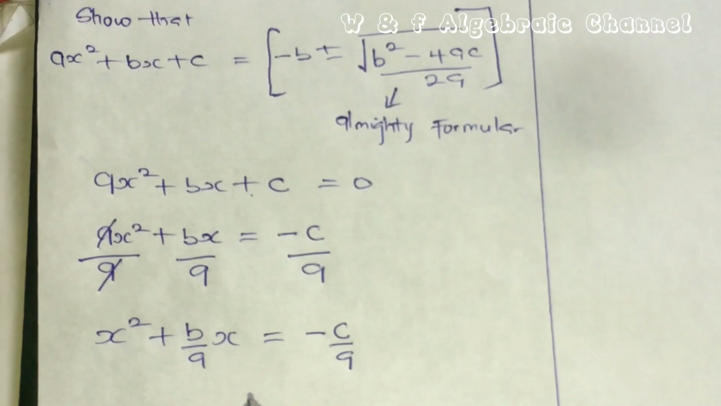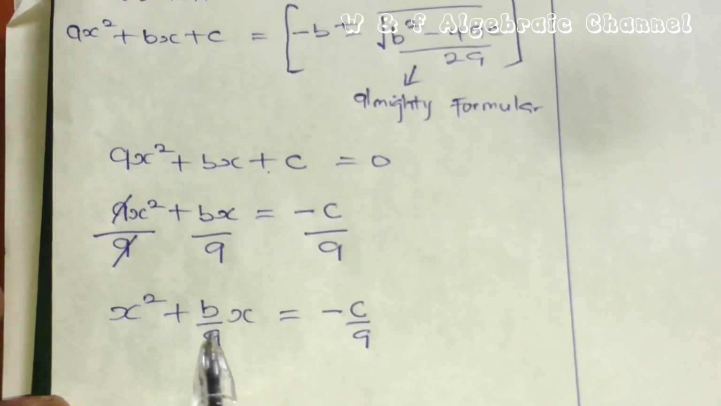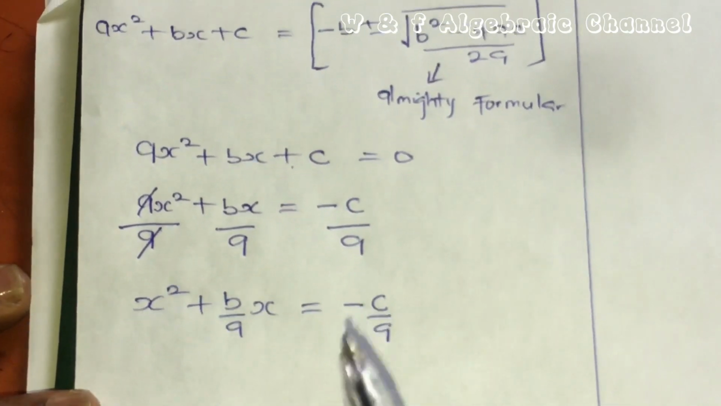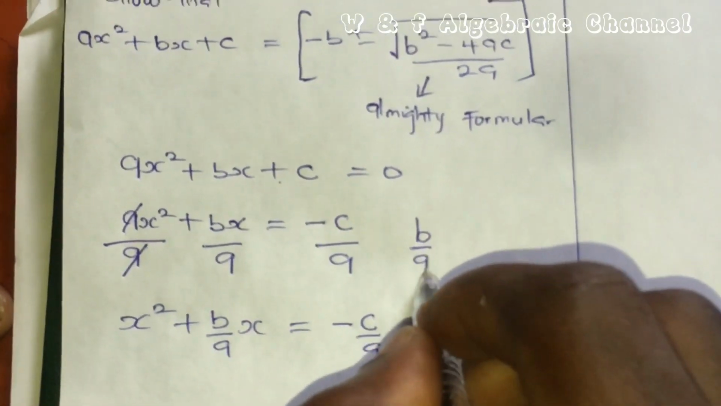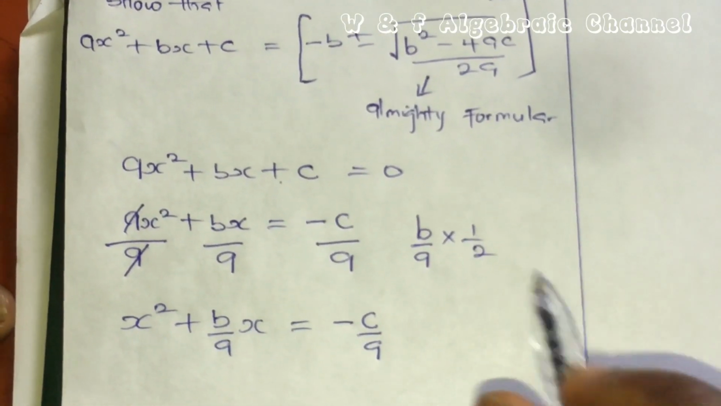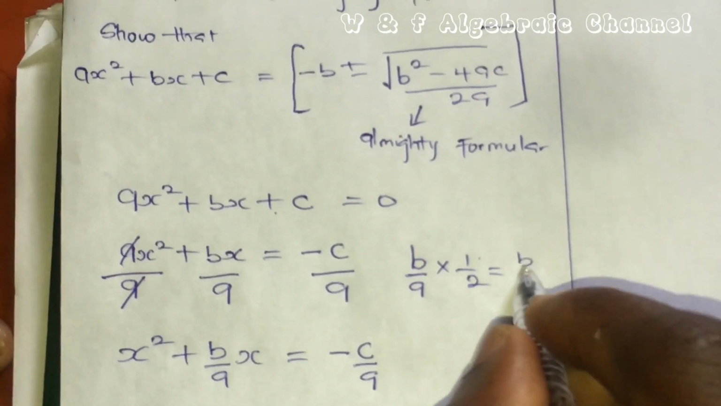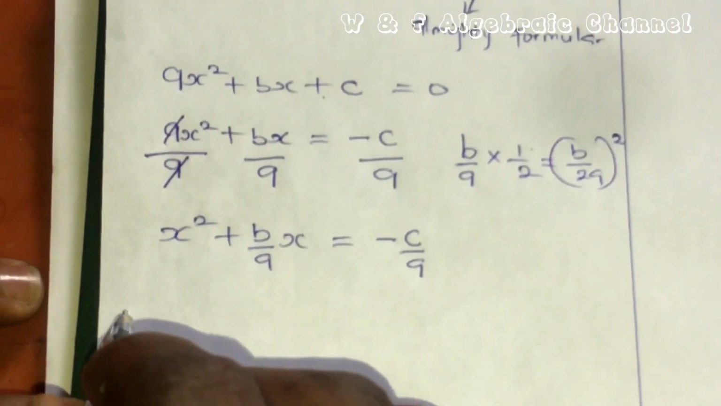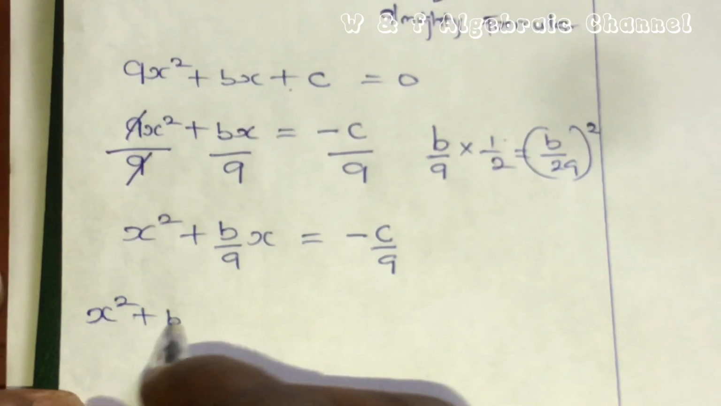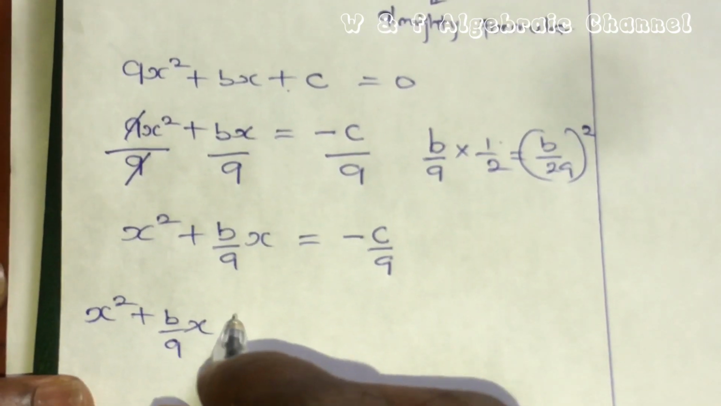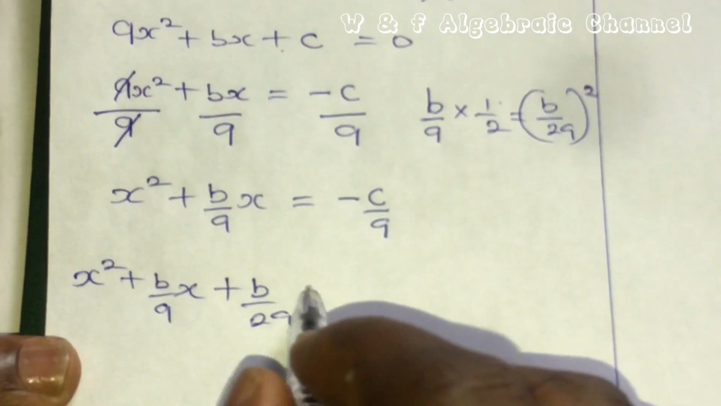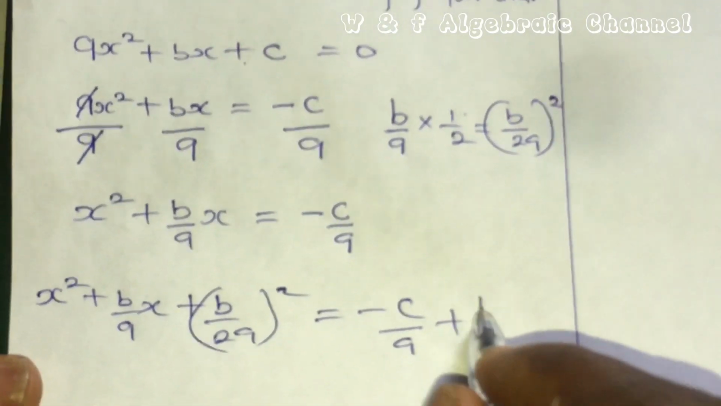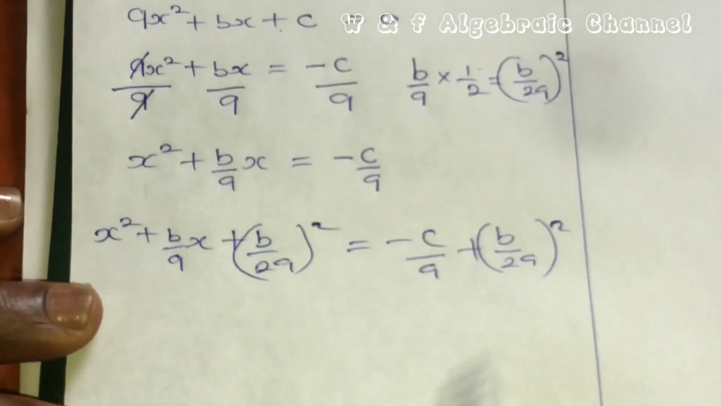Now we are to work out the coefficient of x. We are to times it by half and add it to both sides. The coefficient of x is b all over a. We are to times it by half, which equals b all over 2a. We are to square it and add it to both sides. Now we have x squared plus b all over a x plus b all over 2a squared equals minus c all over a plus b all over 2a squared.